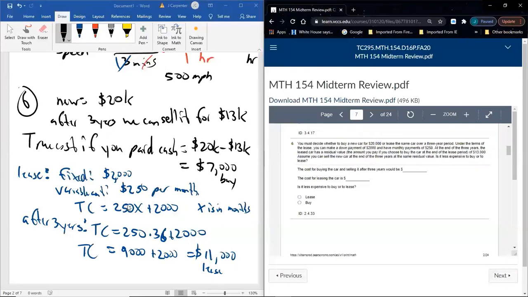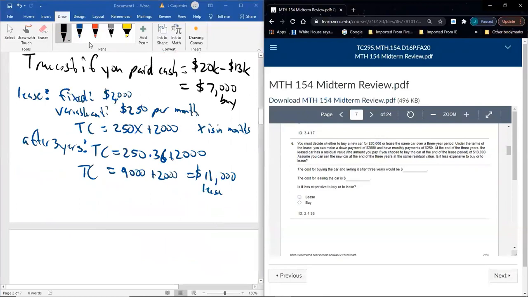Now, in this scenario, we're just going to say, all right, we're getting rid of the car. We're not going to buy it. We're not going to release it. It's gone. So we paid the company $11,000 to lease it, and then they just take it from us, which means it is more expensive to lease in this scenario, and it's more expensive by $4,000. If you subtract them, you can see it would be 11K minus 7K. I had the 4 in my head, which is 4,000.